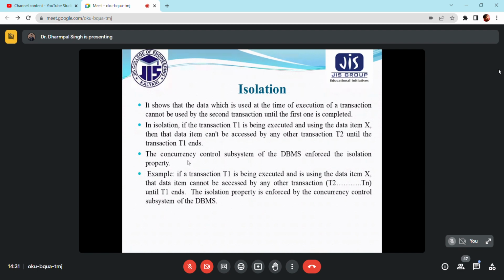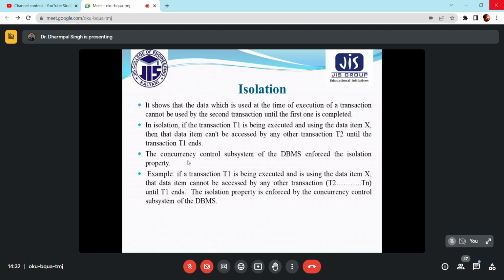It is saying that isolation means it will be isolated. If one transaction is working, the second transaction will finish after the completion of the first one, if the data is held by the first transaction. In isolation, if transaction T1 is being executed and using the data item X, then that data item cannot be accessed by any other transaction T2 until transaction T1 ends.